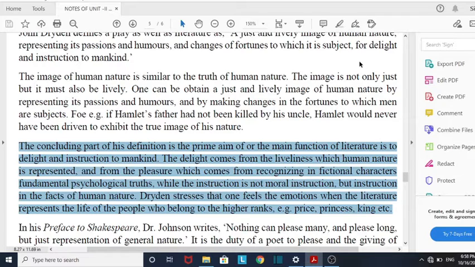So here we can say that Dryden traces that one feels the emotions when literature represents the life of people who belong to the higher rank, for example priests, princes and kings, etc. How that is, I'm going to tell you in the next lecture, because we have already passed 15 minutes of this lecture. So I'm going to stop here, and we will see it next week, and I will explain how Dryden says that we can get such kinds of emotions only when we see higher rank people.